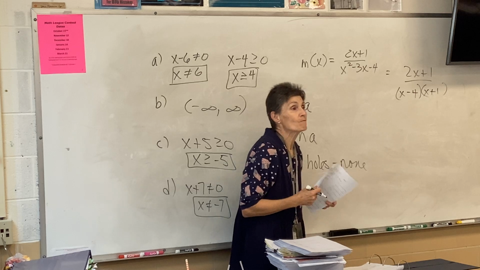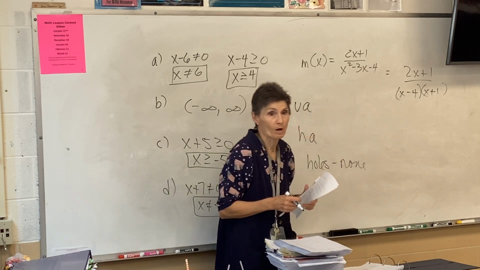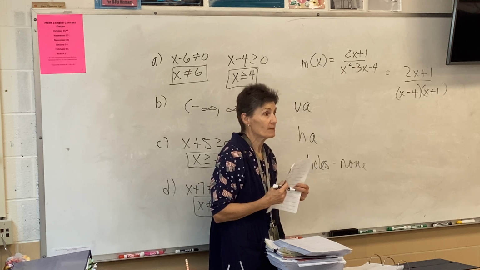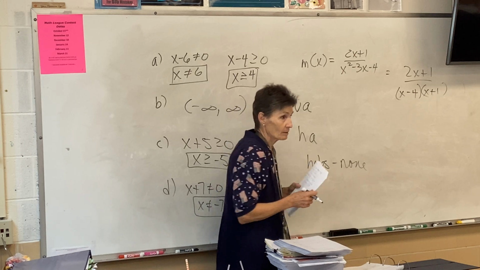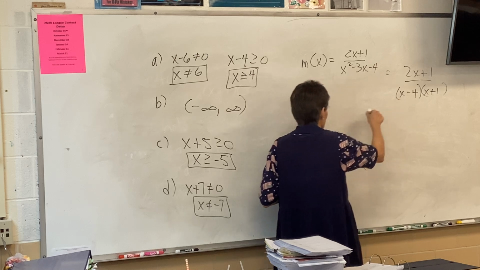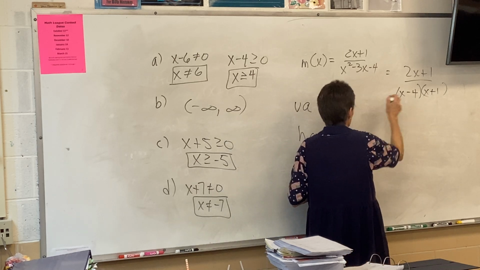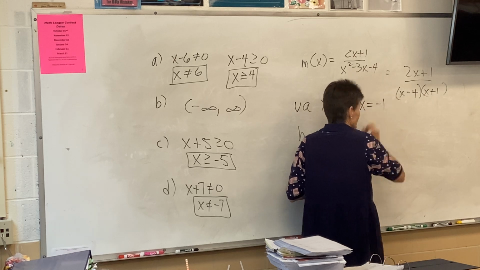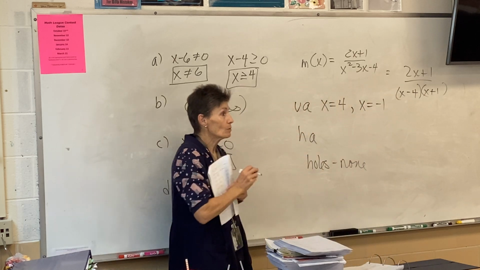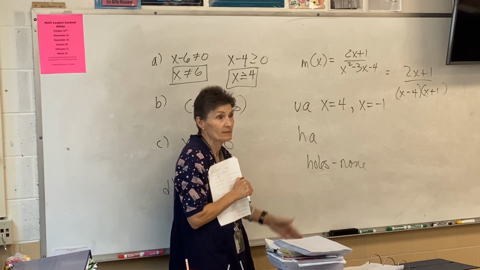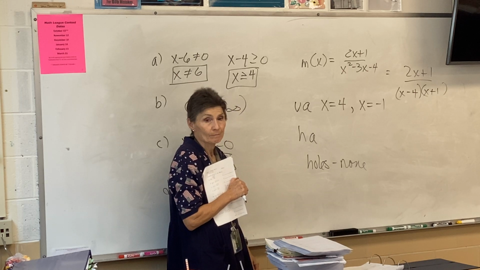Now, where do vertical asymptotes come from? Vertical asymptotes come from the denominator. So I got 2 things down there: x equals 4 and x equals negative 1. Those are my vertical asymptotes. I have 2 because I have 2 things in the denominator.